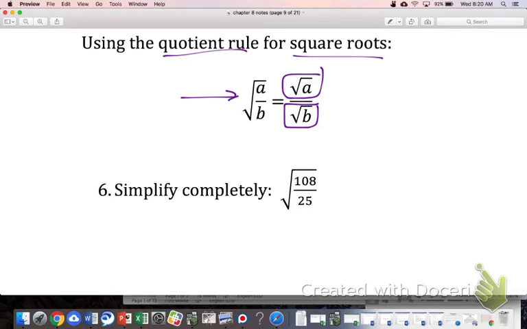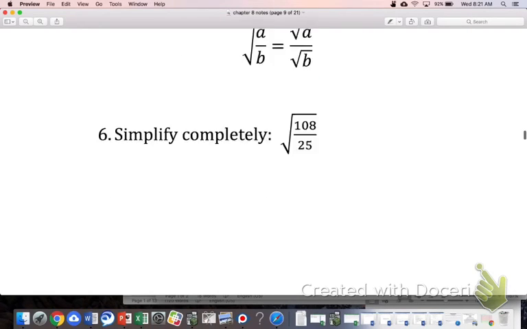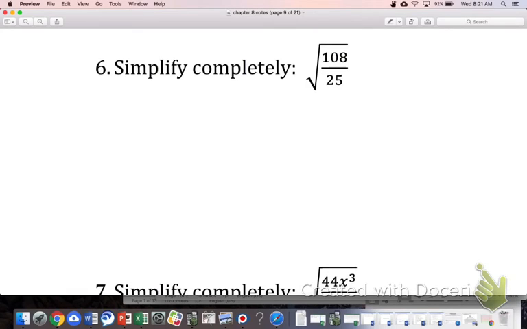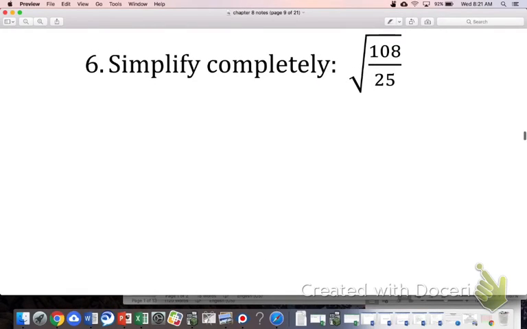Like I said, sometimes there will be a step before this. I think we'll do one like that. But this is your basic idea of the square root of a fraction. So if you would, take a look at number 6. Number 6 is the square root of, it looks pretty scary, 108/25. Well, here's what we're going to do.